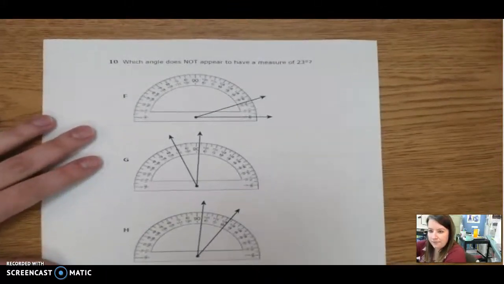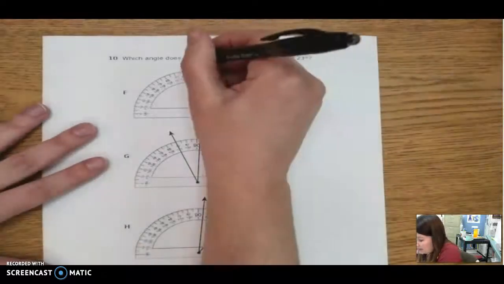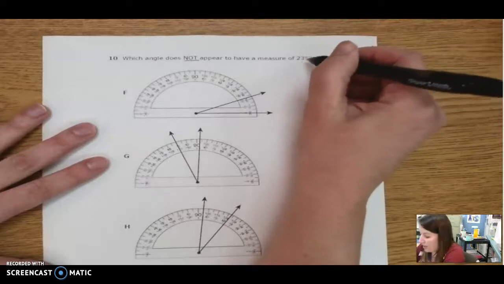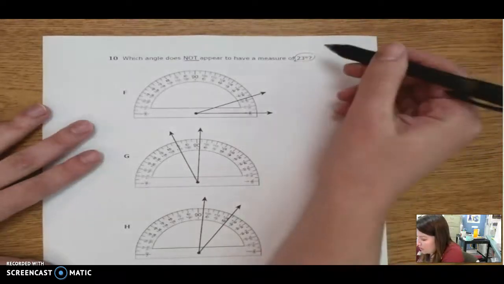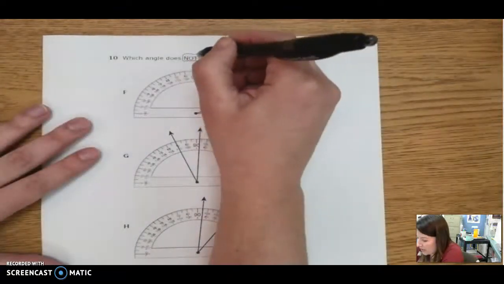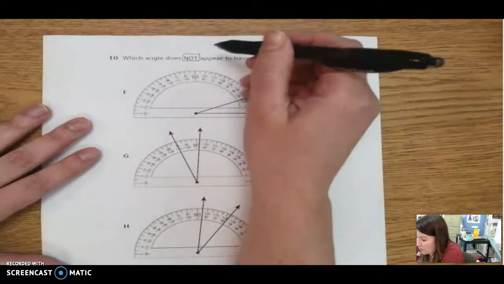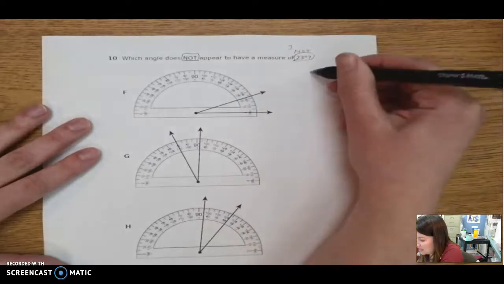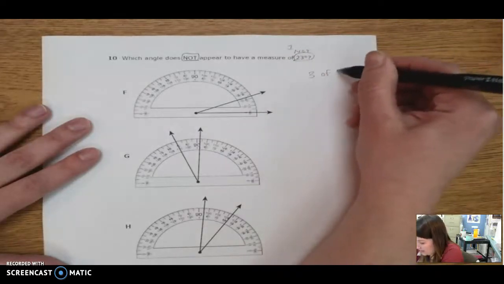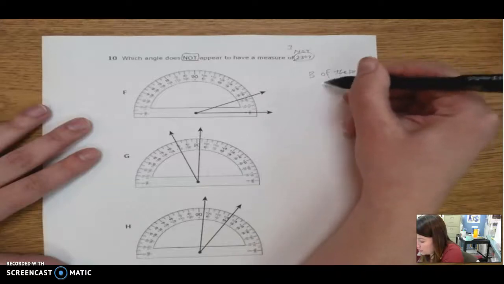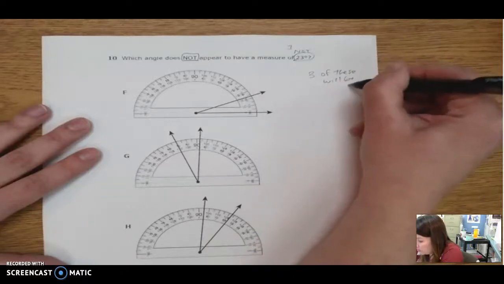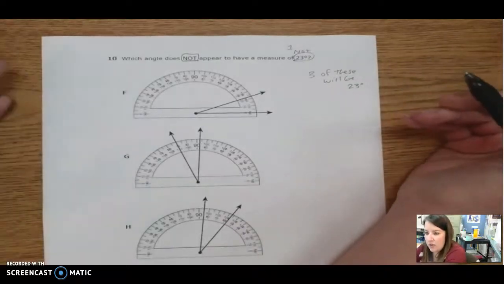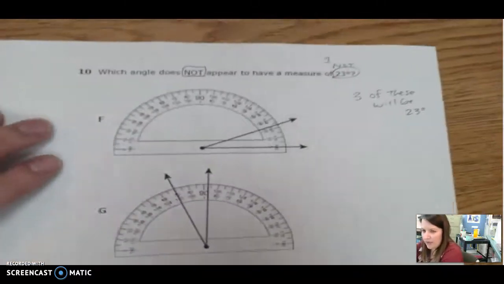It says, which angle does not appear to have a measure of 23 degrees? This one is special because it has this word not. That means I'm looking for one that is not 23 degrees, just one. So 3 of these will be 23 degrees, right? So those are not the ones I'm looking for. I'm looking for the one that's different. I know it's kind of blurry, but I'll make it as clear as we can.